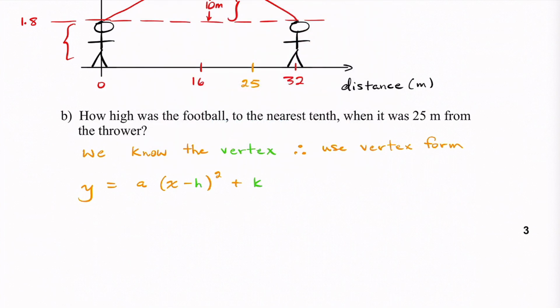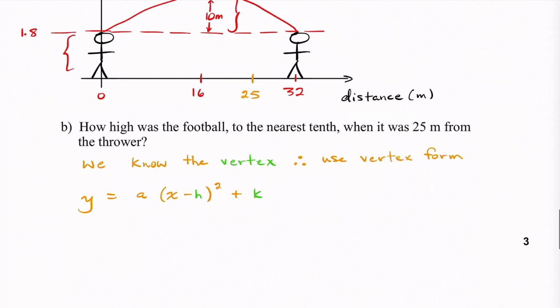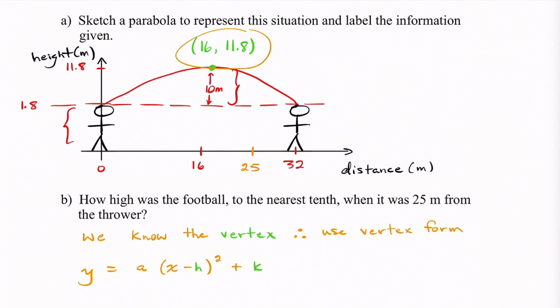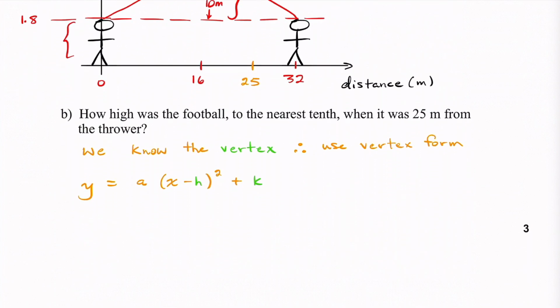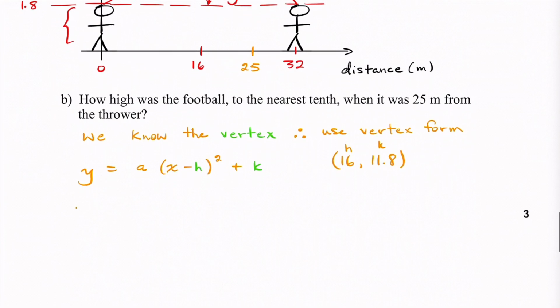So I knew the vertex. The vertex was the point right here. That was 16 and 11.8. So I'm going to put those two numbers down here. So I'm just going to write 16 and 11.8, and it goes h and k. So we're going to plug those in. So I got y equals a times x minus, and then h was 16, plus, and k is 11.8.